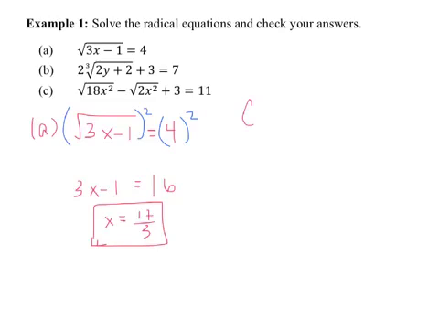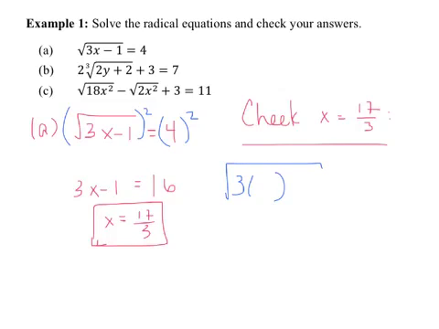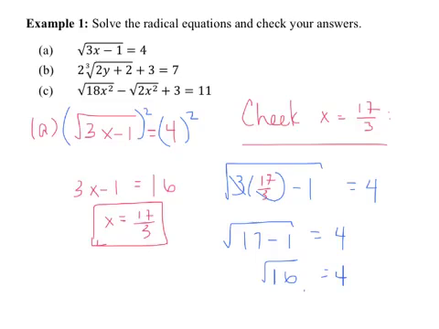So we go ahead and check that x equals 17/3. And we remember that a check is always valid if you check it in the original equation. So we have the square root of 3 times whatever x was, which is 17/3, minus 1, and that equals 4. So again, we're just checking that 17/3 is our solution. The 3 here and the 3 here cancel, leaving behind 17. That's 17 minus 1, which is 16. Well, the square root of 16 is indeed 4.